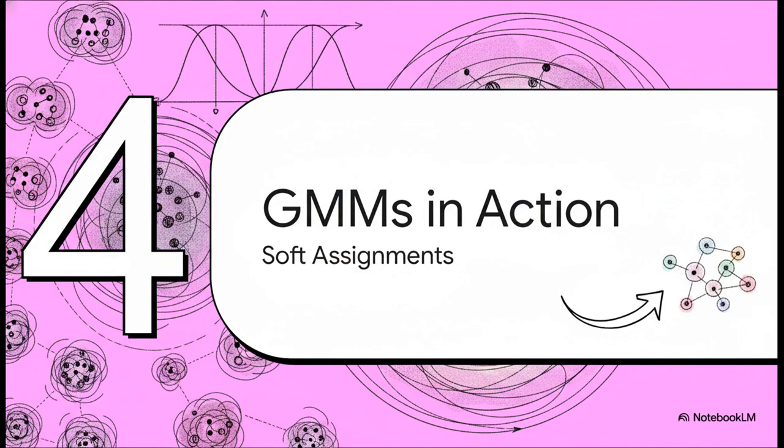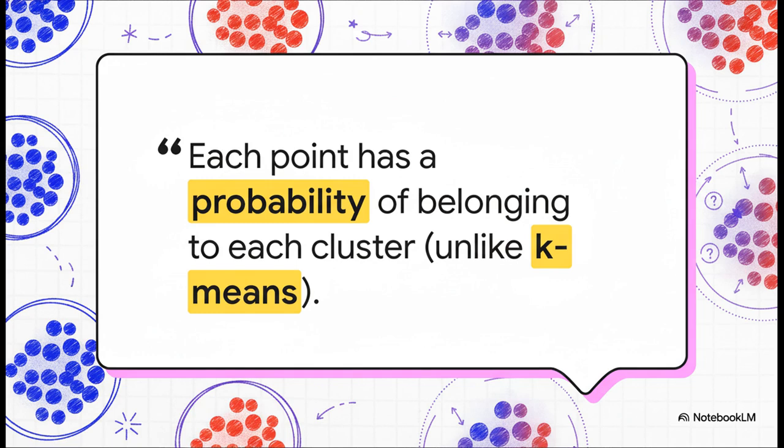Okay, let's make this even more real. This whole idea of responsibility leads to something called soft assignments. And this is honestly one of the most powerful and coolest features of a GMM. And this is really the game changer that separates GMMs from simpler algorithms like, say, k-means. See, k-means forces every single data point into exactly one box. It's a hard, all-or-nothing choice. But GMMs? They're way more nuanced. They get that sometimes data points live in that gray area right in between the groups.